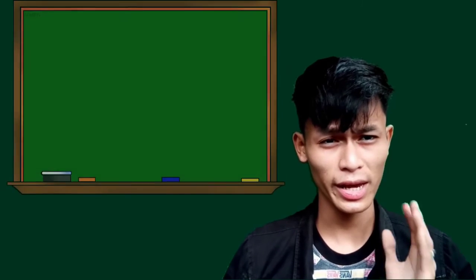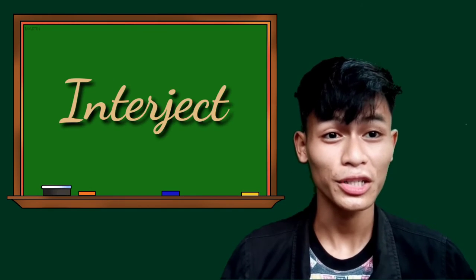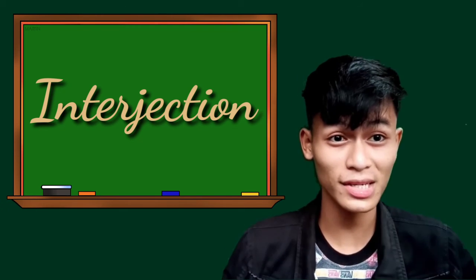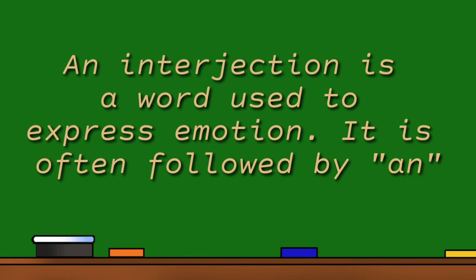Now we are done with our last discussion in our parts of speech. And our last part of speech, the eighth part, is the interjection. An interjection is a word used to express emotion. It is often followed by an exclamation mark. For example, we have oh, wow, oops, yay.